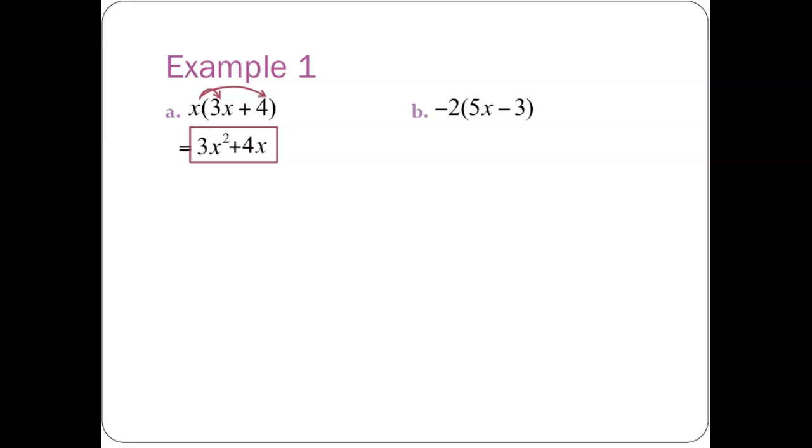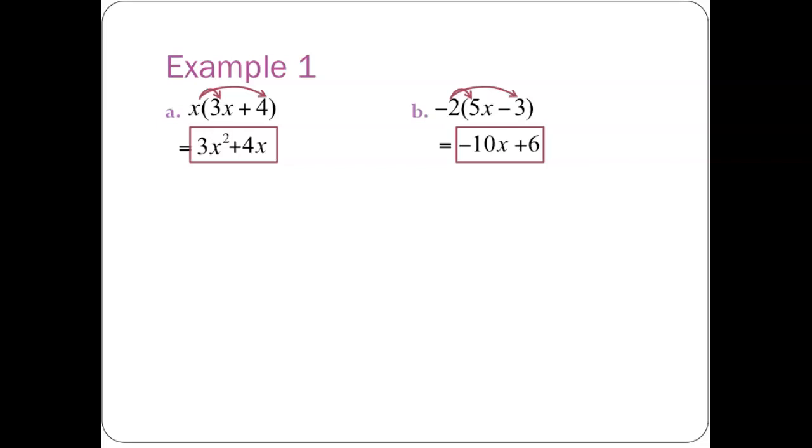All right, in the second one, we have negative 2 times 5x minus 3. We're going to distribute that negative 2. So negative 2 times 5x, that's negative 10x. And then negative 2 times negative 3, that's positive 6. So this is plus 6.